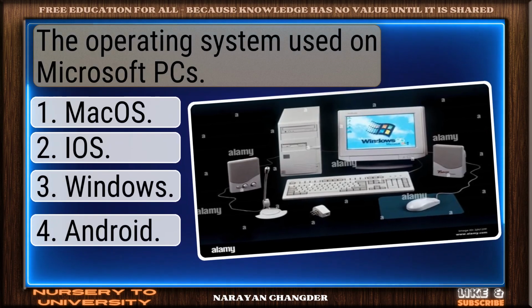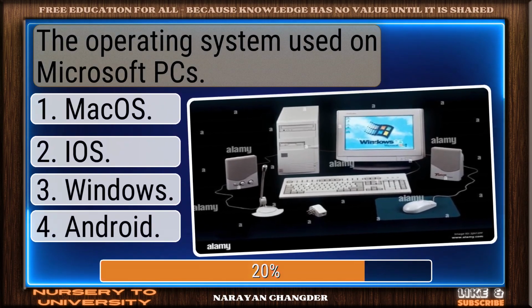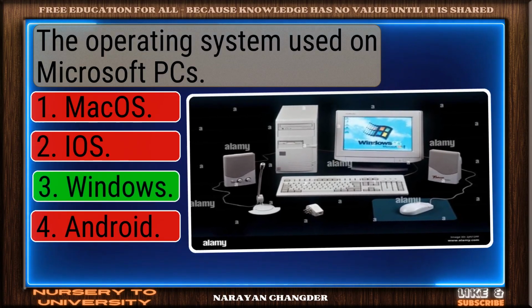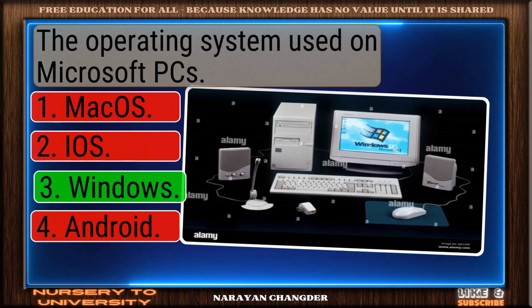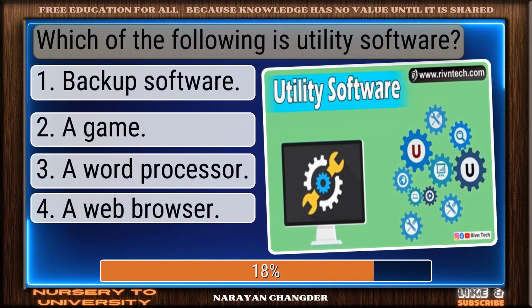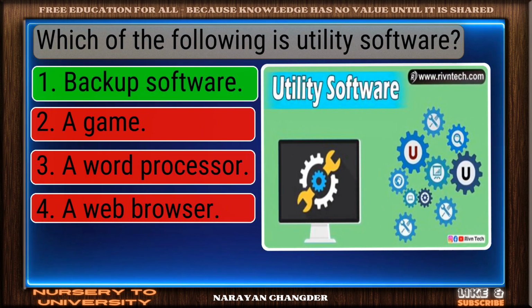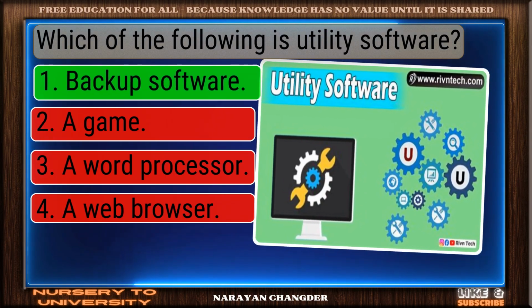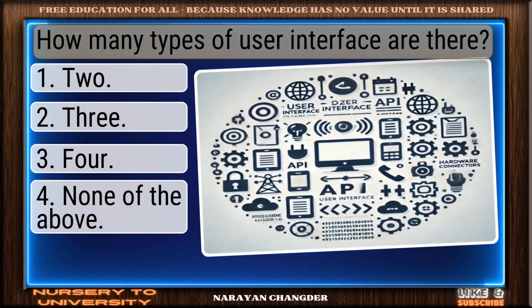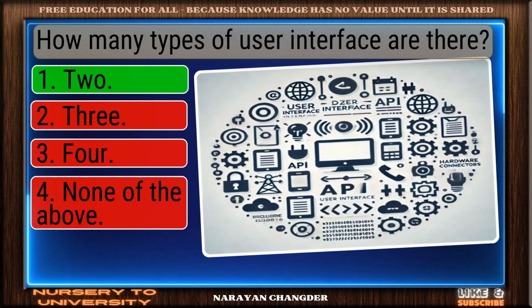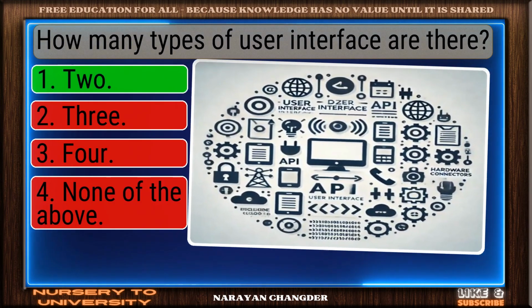The operating system used on Microsoft PCs. On track. Windows is the correct answer. Which of the following is utility software? Good thinking. Backup software is the right answer. How many types of user interface are there? You're right. 2 is the correct answer.